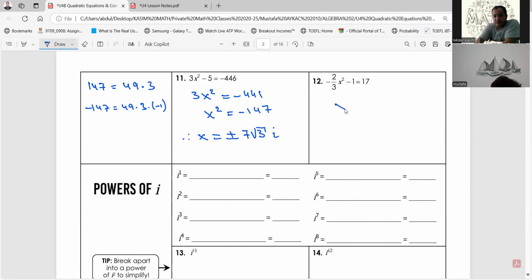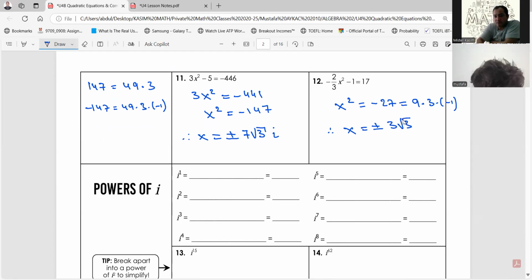So here, x squared is equal to negative 18 divided by 2, multiplied by 3 is 27. So that's equal to negative 27, which is equal to 9 times 3 times negative 1. Dot, dot, dot. What is x? Since it is a square, I should write it plus minus 3 square root of 3, and i. Okay? All right.